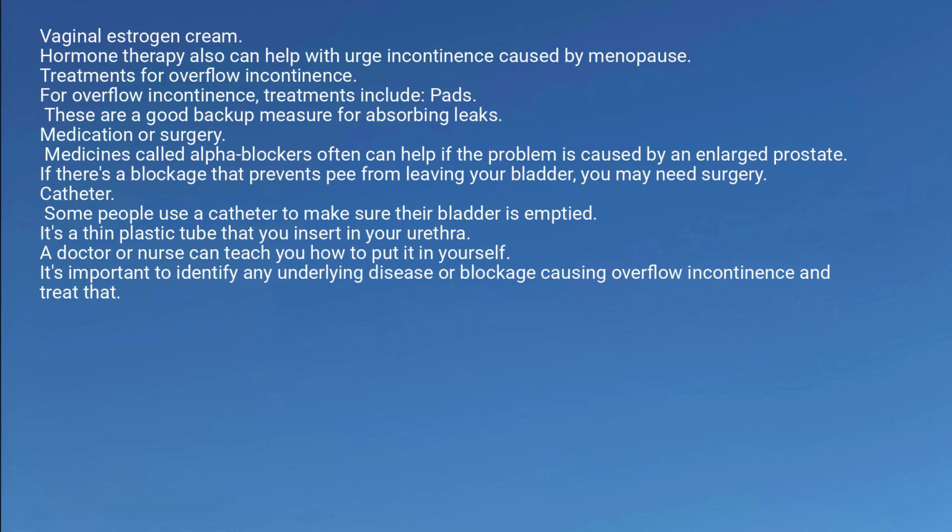Catheter. Some people use a catheter to make sure their bladder is emptied. It's a thin plastic tube that you insert in your urethra. A doctor or nurse can teach you how to put it in yourself. It's important to identify any underlying disease or blockage causing overflow incontinence and treat that.